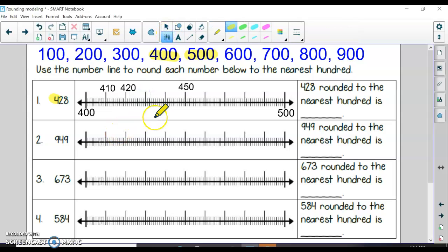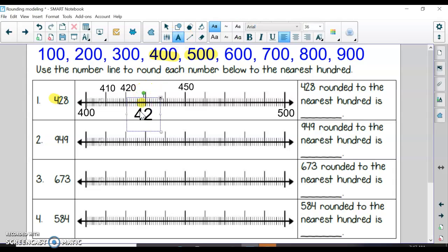If I look here on this number line, 428 is right about there where that yellow dot is. So if I look at that yellow dot, I can see that 428, I'm going to label it. I know that 428 is definitely closer to 400. So look how far 500 is away from that. So I'm going to say that 428 rounds to 400.